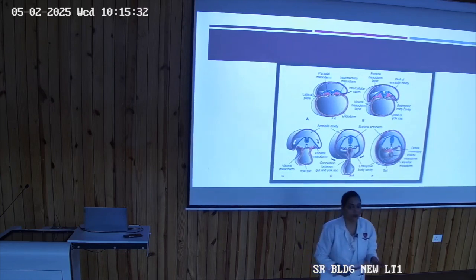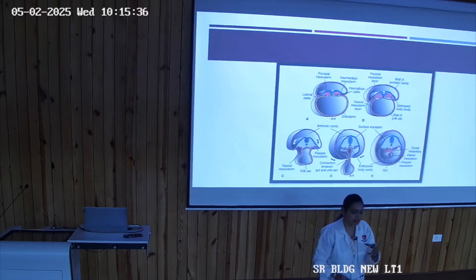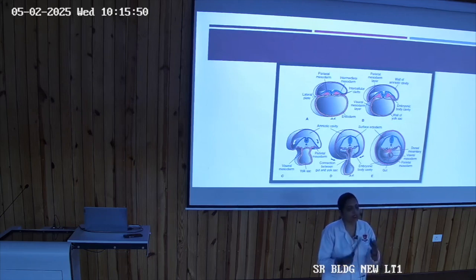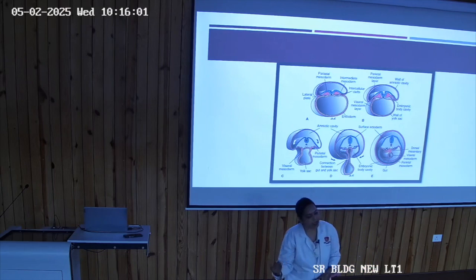Okay, so now what is peritoneum? Peritoneum is a continuous serous lining that holds the visceral organs in place, in position in the abdominal cavity. Okay, now this peritoneum is attached to the inner lining of the abdominal cavity, and it is reflected onto the surface of the abdominal viscera as visceral peritoneum, and on the wall as parietal peritoneum.